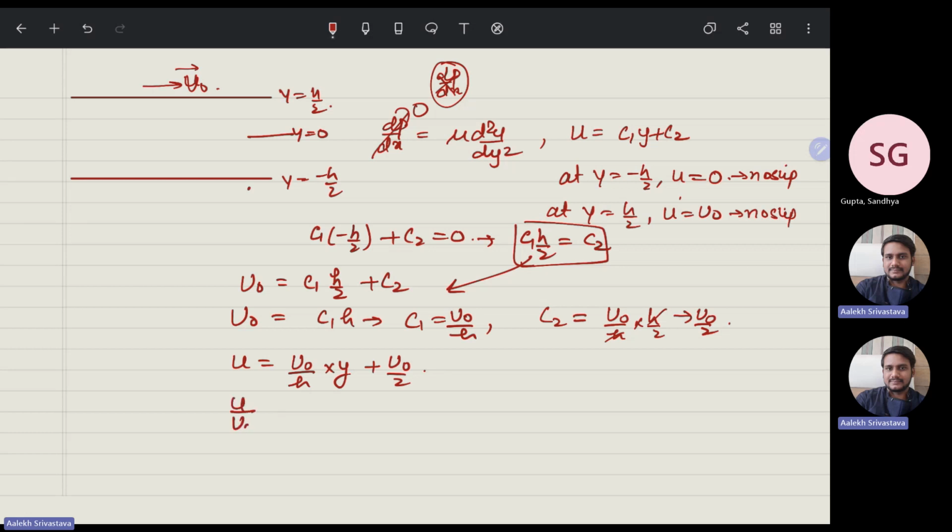So if you write u by u0, let me check whether everything is minus, this is plus, yes, it is half plus y by h. So this is the velocity profile in this direction. So you can see that this is a linear velocity profile. So here the velocity profile is like this.